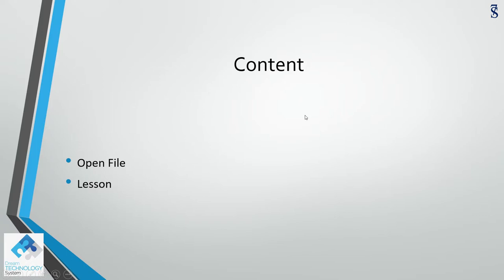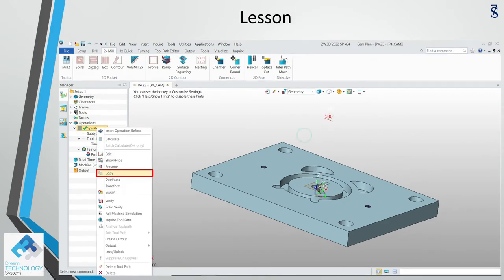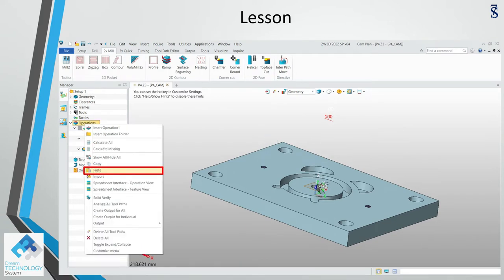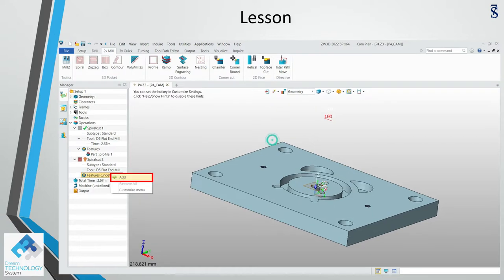As usual, we need to open the previous lesson file and we will continue what we're going to learn today. This is the result on the previous lesson. We will copy the operation and then paste it for modification. Paste it and remove the profile. We want to add a new one.